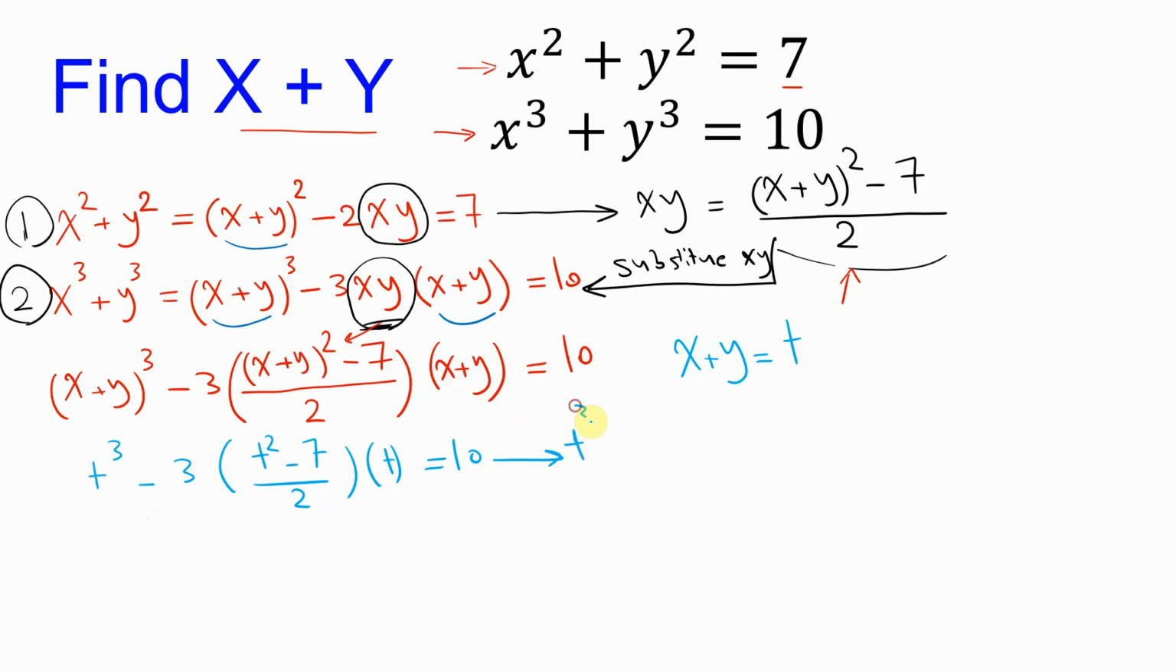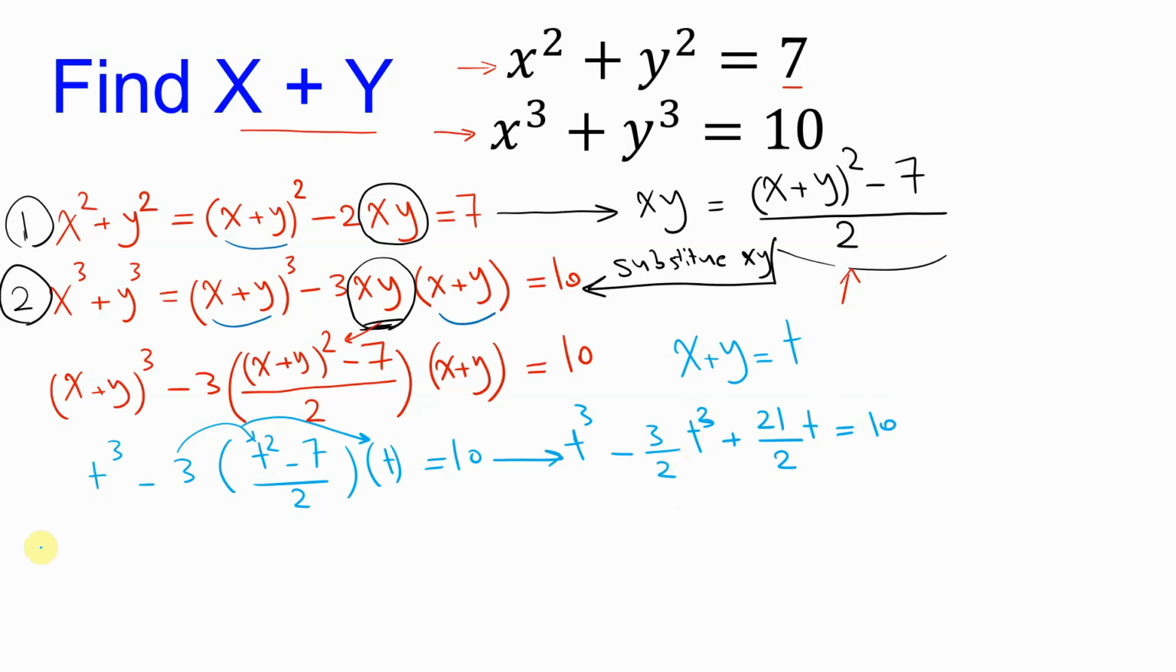Here we have t cubed minus 3 divided by 2 t squared, negative 3 times negative 7, which is plus 21 divided by 2, times t. And I made a mistake here: when I multiply this one by this one, I forgot this one. Be careful with that. So here t cubed equals 10.